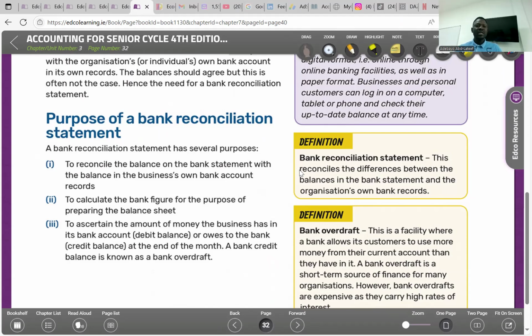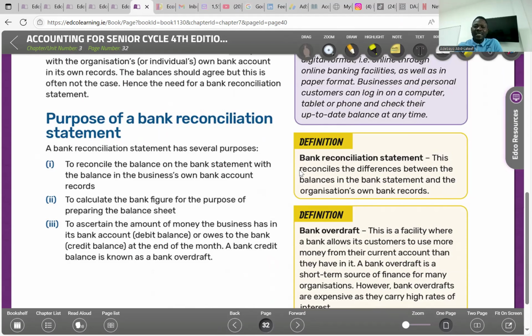The second purpose, to calculate the bank figure for the purpose of preparing the balance sheet. A balance sheet is a record of the business's assets, liabilities, and equity. So we need figures from the bank statements to be able to prepare our balance sheet. And the third purpose, to ascertain the amount of money the business has in its bank account, which is the debit balance, or owes to the bank, which is the credit balance, at the end of the month.